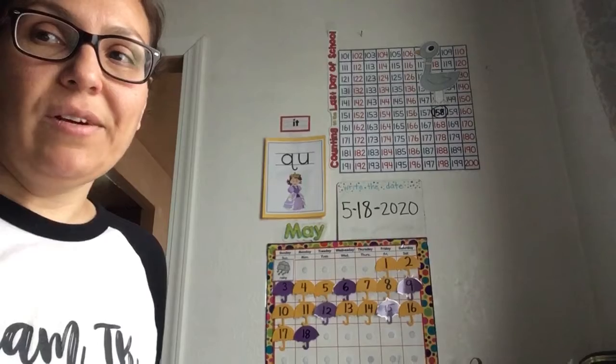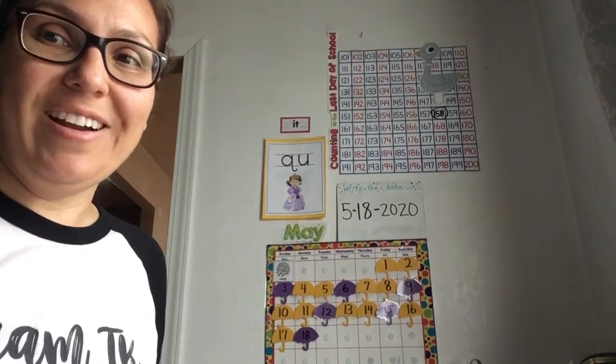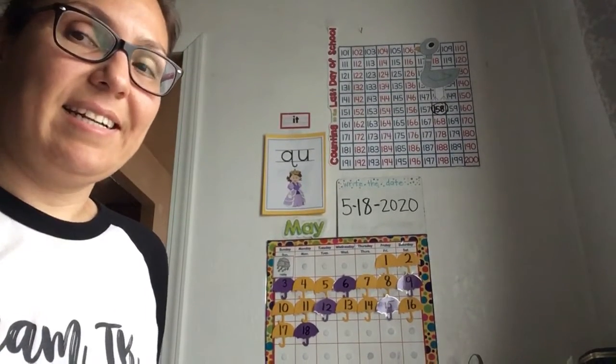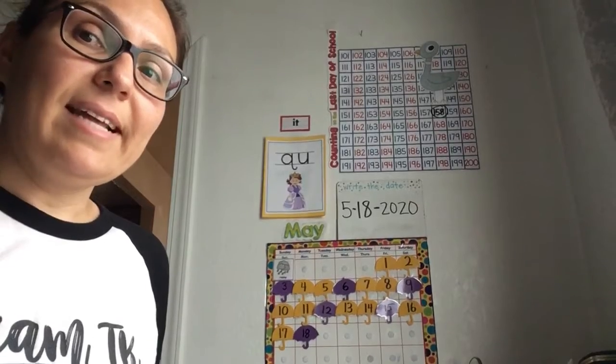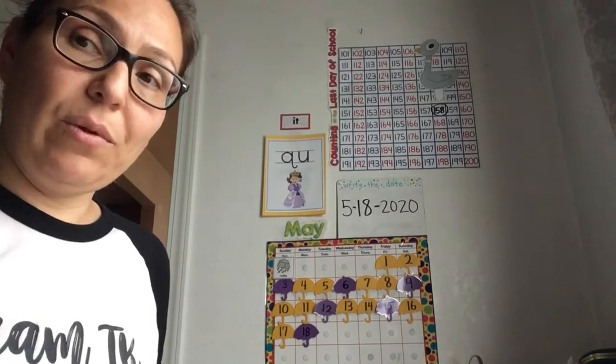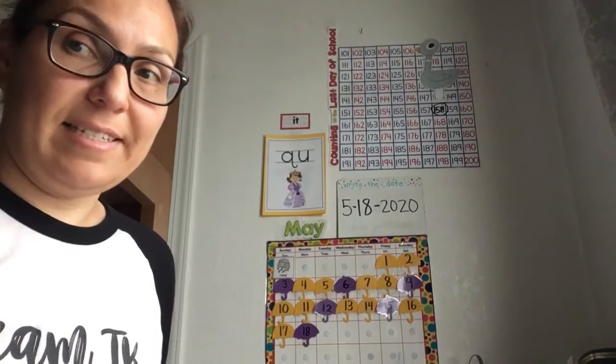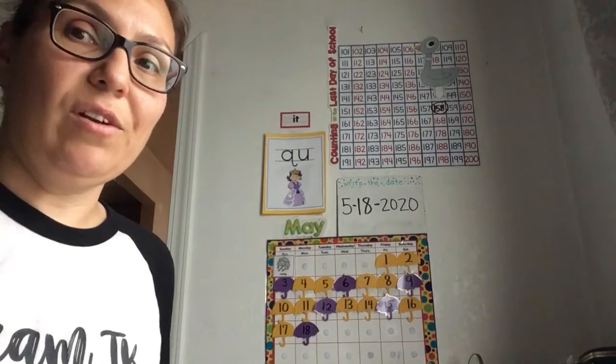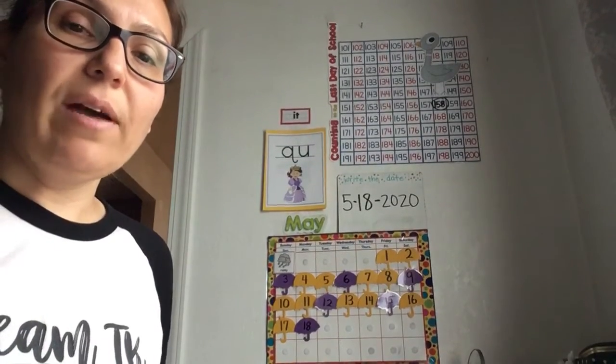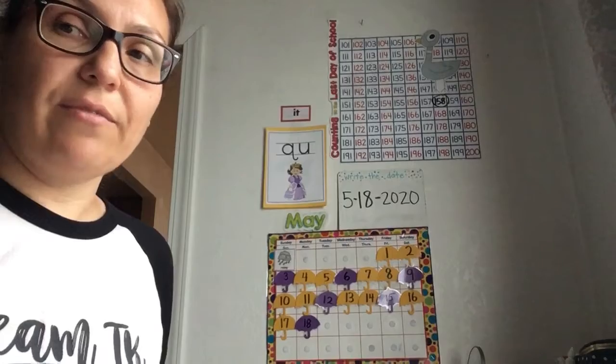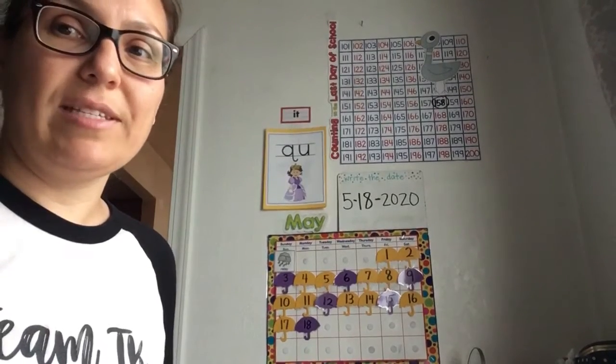Our last sight word that we are responsible for is sight word it. And by that, I mean that's the last sight word that we will be learning for our test. So next week, we will be testing you on all the sight words that you know. We will have two extra sight words, but you won't have to know those on the test, okay? They're just bonus sight words.